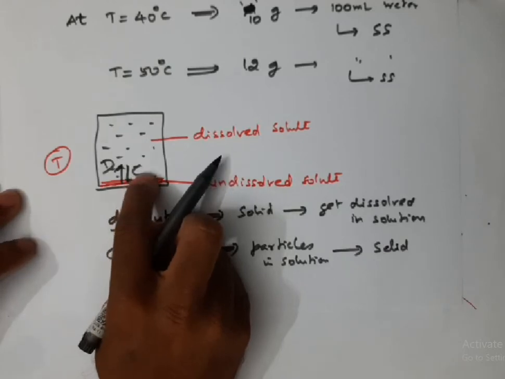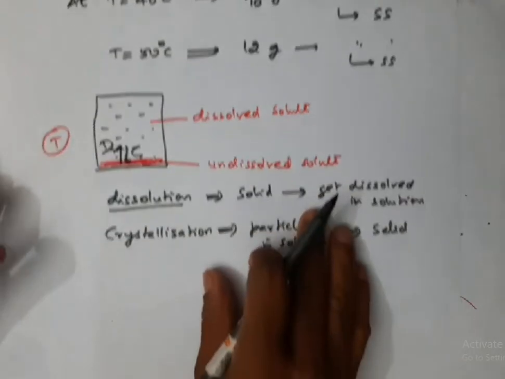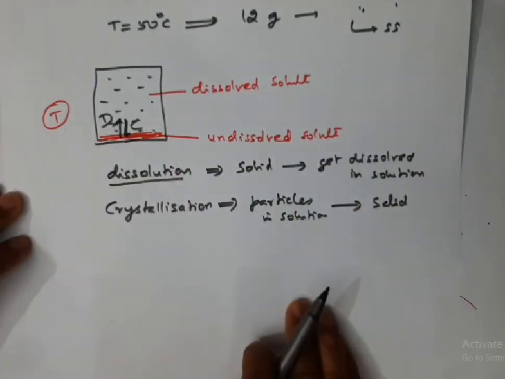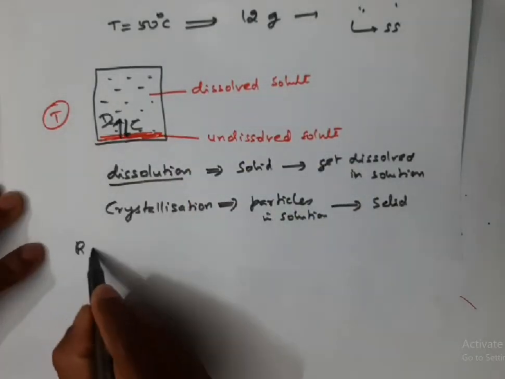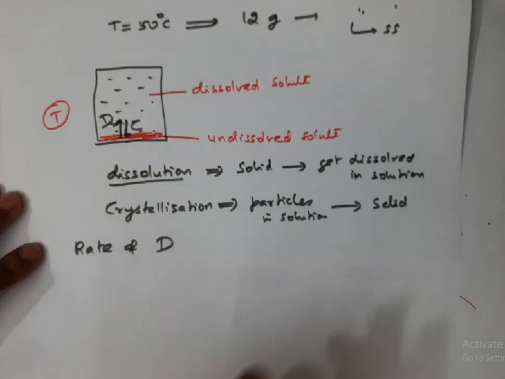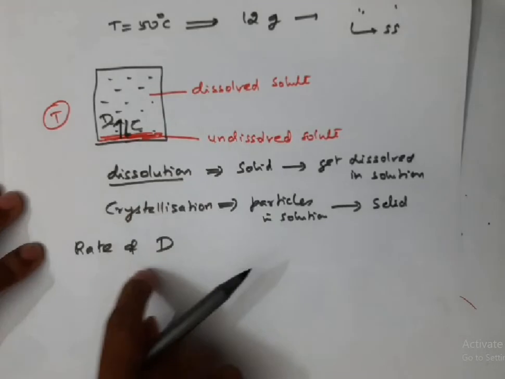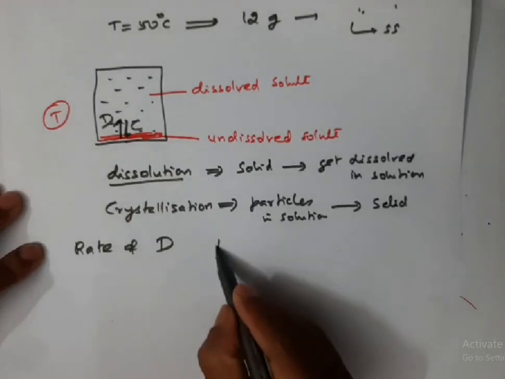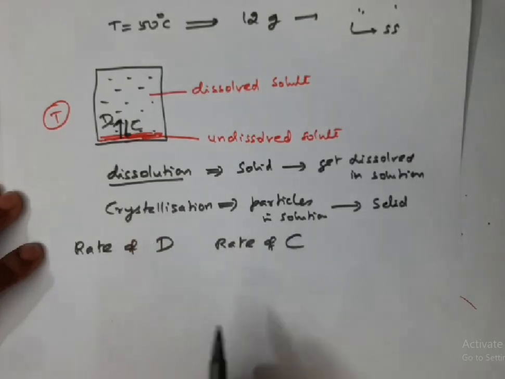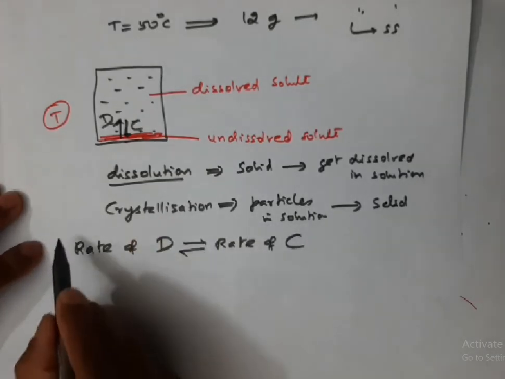Students observe carefully. At a temperature T, the two processes will come to equilibrium. Right? What is equilibrium? Rate of dissolution, I will put simply D. What is D here? Rate of dissolution. And rate of crystallization. These two become equal.